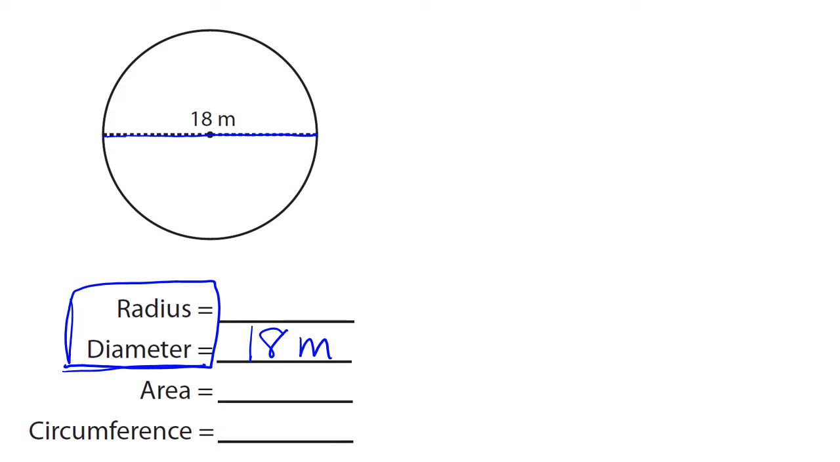If we're just trying to figure out what the radius is from the center to the outside edge, we can say it's going to be half of 18 meters. So that's going to be 9 meters. So you can see the diameter is always the radius times 2. So useful information. If you can get to this point right here, you're in good shape for what we're going to do with area and circumference.